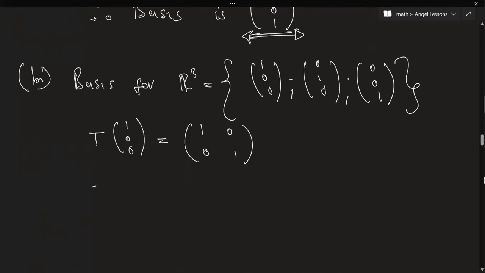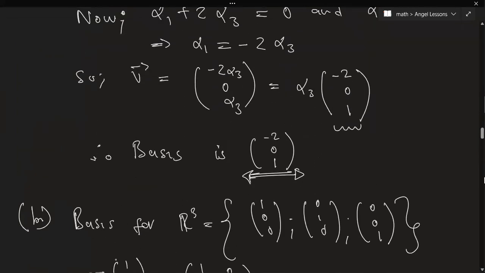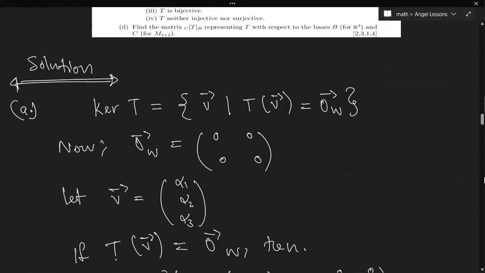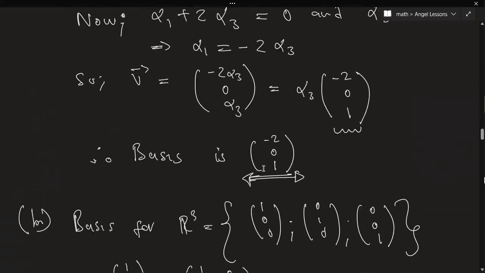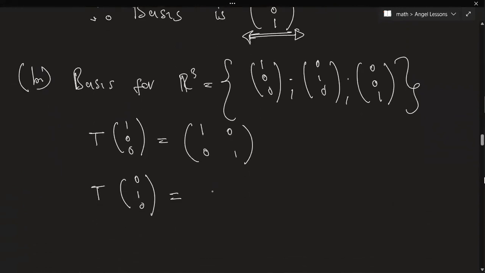Then same thing, we go to T of 0, 1, 0. So you see x1 is 0, x3 is 0. So now let's see. If x1 and x3 are both 0, these elements will become 0, while here we'll have 1, negative 1. So this will be 1, negative 1, 0.